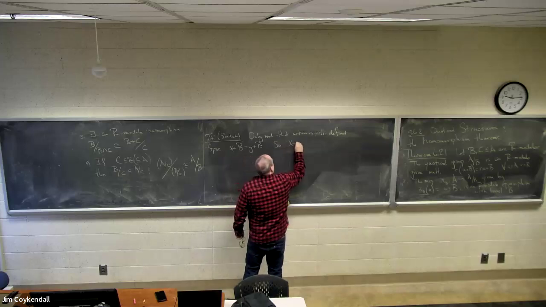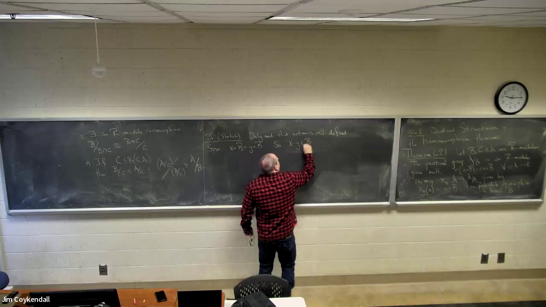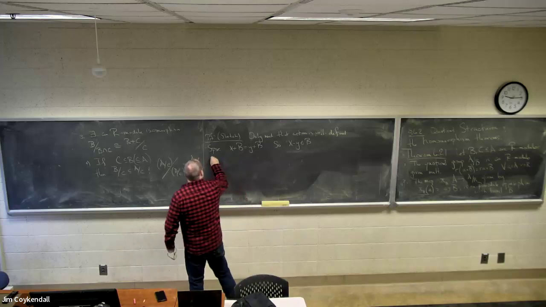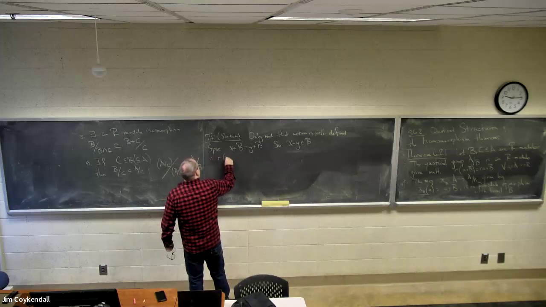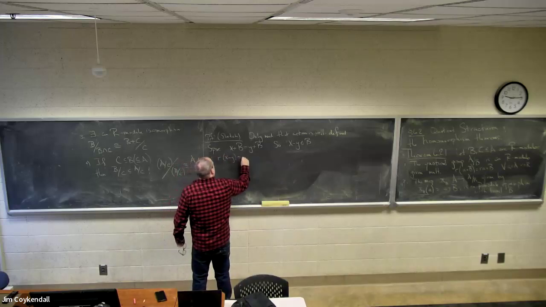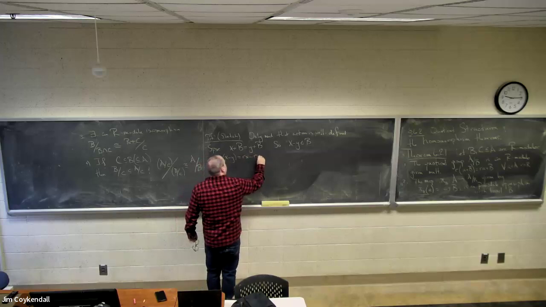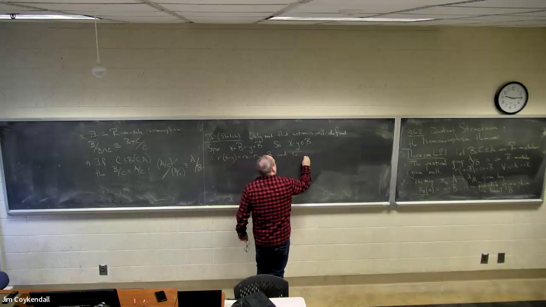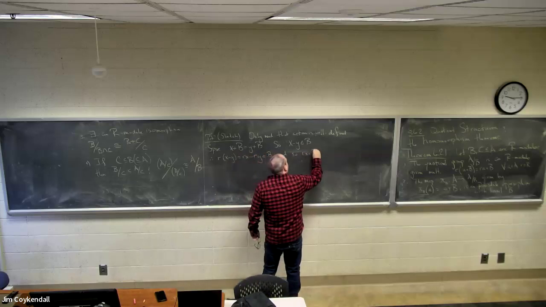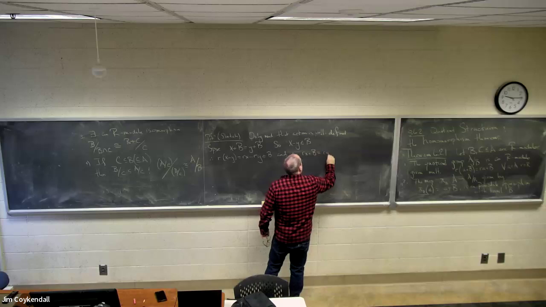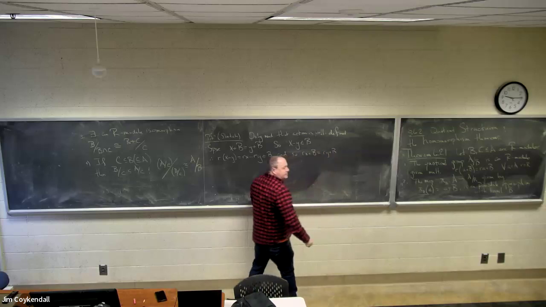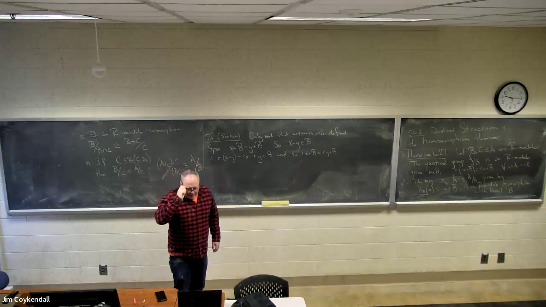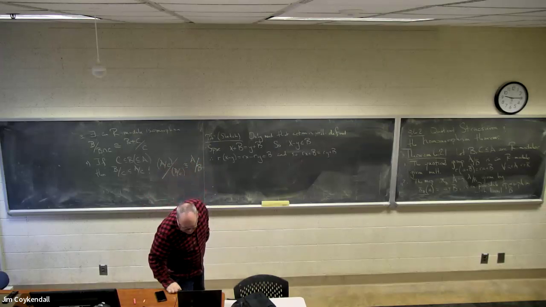So X minus Y is in B. All right. Therefore, R times (X minus Y), which is RX minus RY, would be in B. And so RX plus B is equal to RY plus B. And there you go. So my action is well defined.